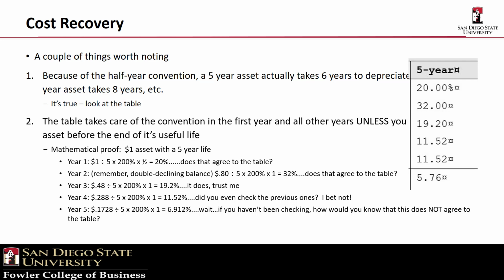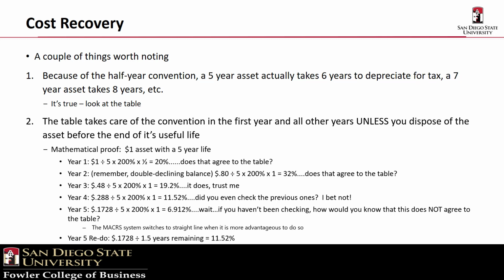Wait, if you haven't been checking, how would you know that this factor does not agree to the table? The MACRS system switches to straight line depreciation when it is more advantageous to do so. As a result, if you redo year 5 on the straight line method, which would be the declining balance of 17.28 cents divided by the year and a half left, you get 11.52. And guess what? That agrees to the table.